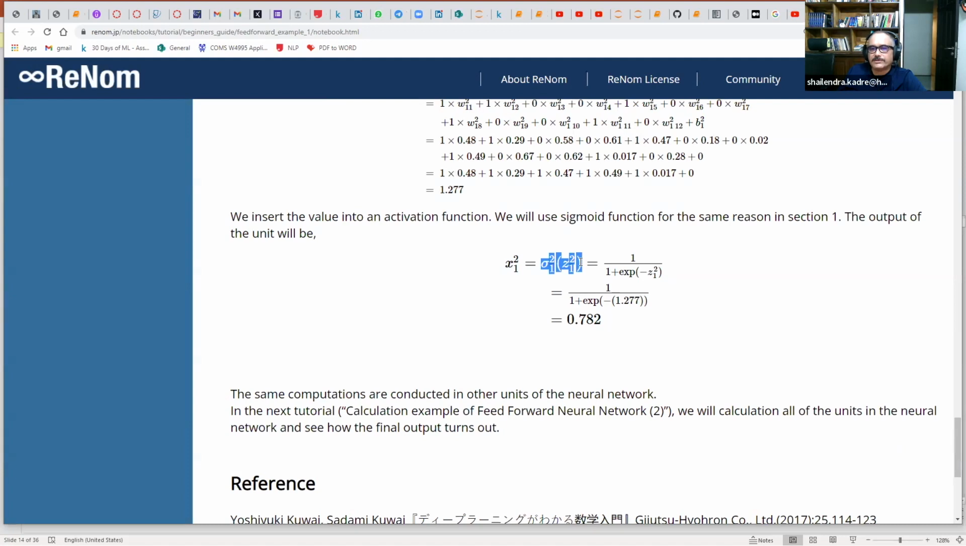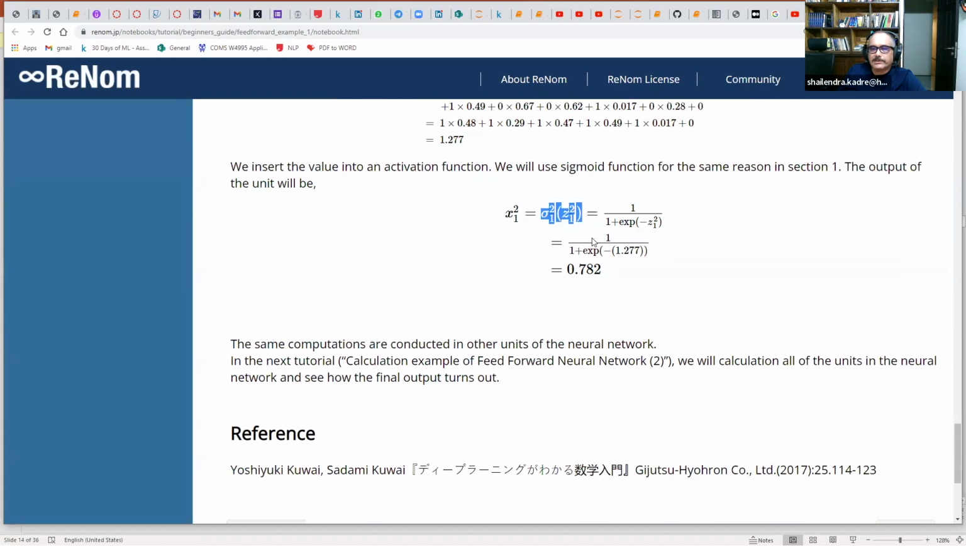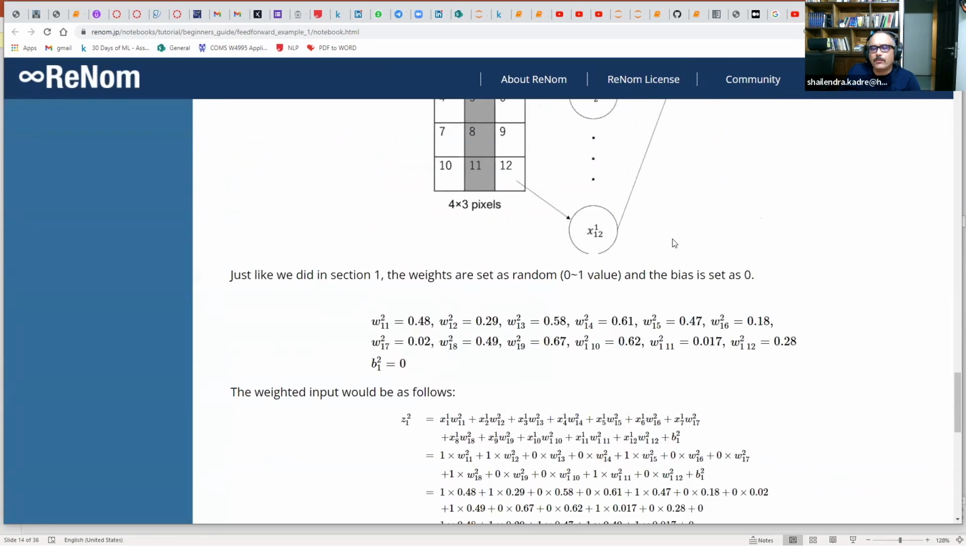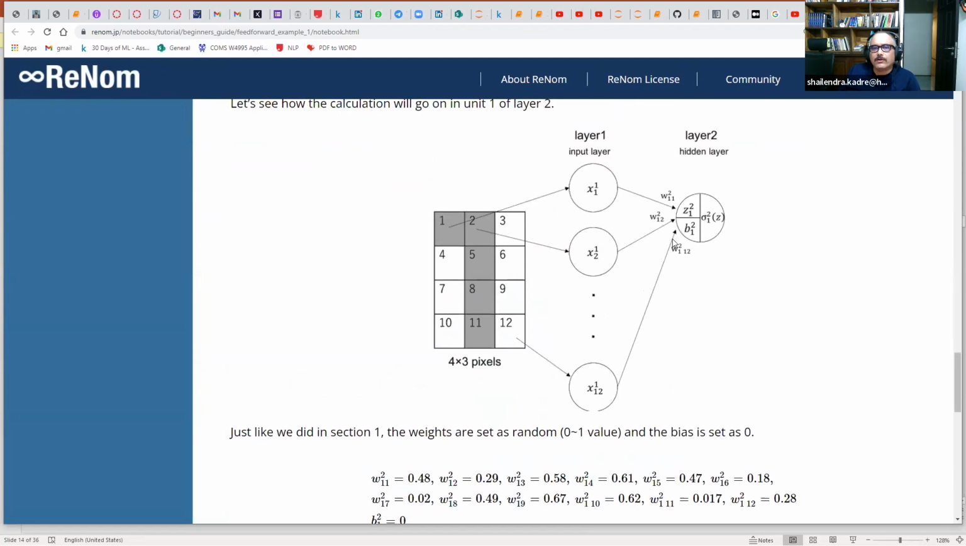There are a lot of choices available: hyperbolic tangent, or it can be a linear equation or whatever. There are ReLU, leaky ReLU, a lot of mathematical functions which can be used, and depending upon the function, the output will change. So here H1 is 0.782. Like that, we'll have 3 outputs from the 3 neurons of this particular layer.